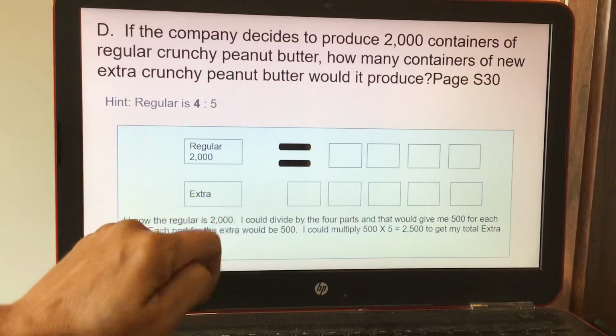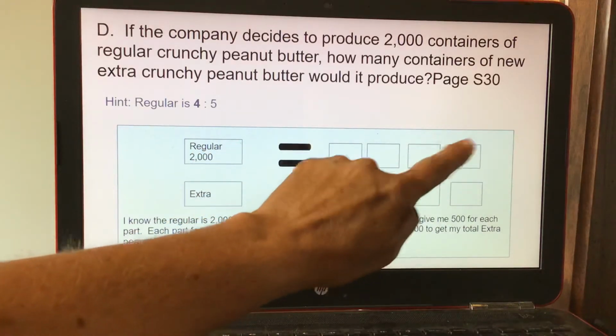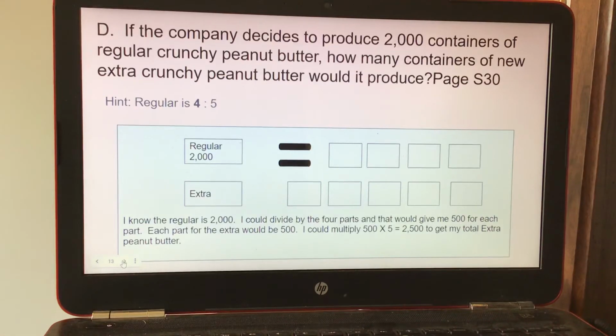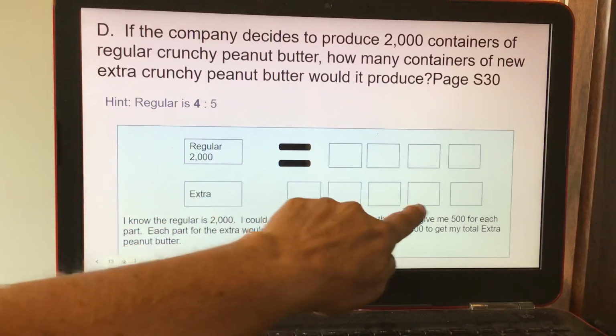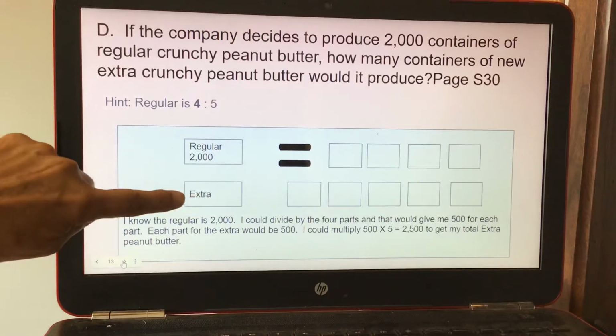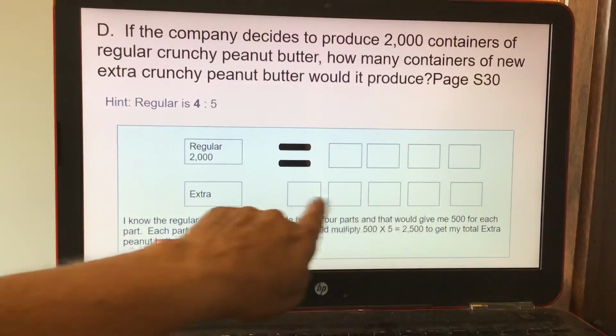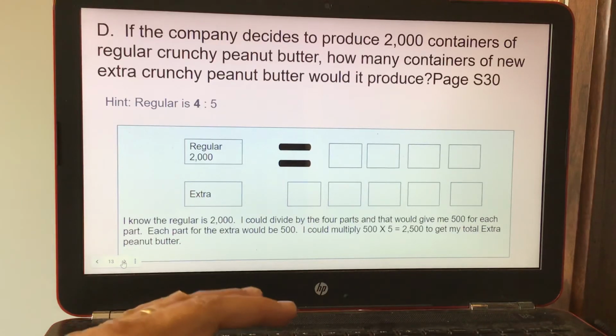So I could divide the 4 into the 2,000 to find out how much each part would be. Okay, so if you divide 4 into 2,000, you would come up with 500 for each square. And I could also put the 500 in each square for the extra. So I know the regular is 2,000. I could divide the 4 parts. That would give me 500 for each part. Each part for the extra would be 500. So I could multiply 500 times 5 to get 2,500 for my total extra peanut butter.